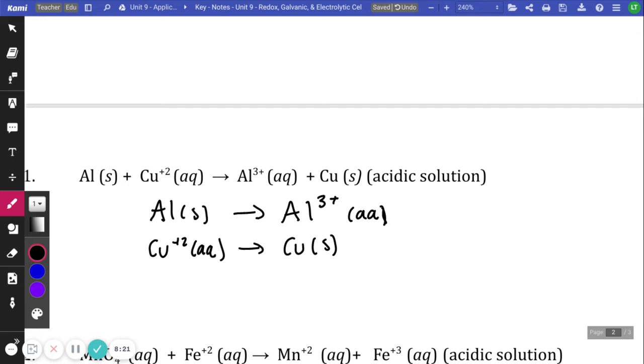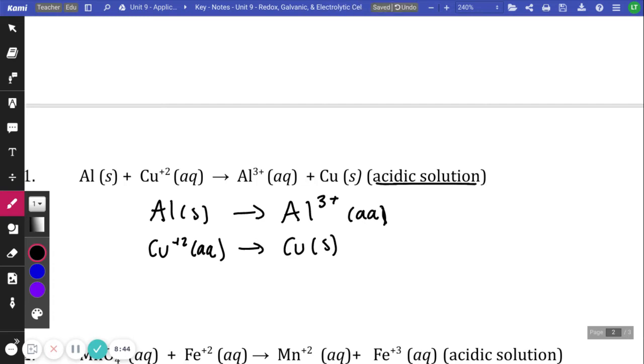Step two, balance all other elements other than hydrogen and oxygen. Well, these are already balanced because we have one aluminum on both sides and one copper, and we don't have any oxygen or hydrogen. So we don't need to balance our oxygen or balance our hydrogen. And again, it occurs in acidic solution, so we don't need to add hydroxide.